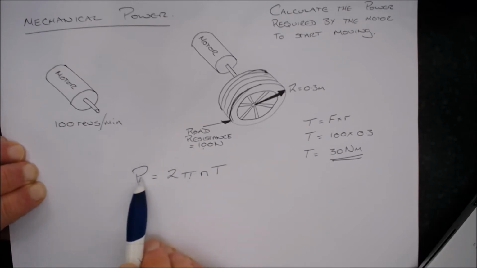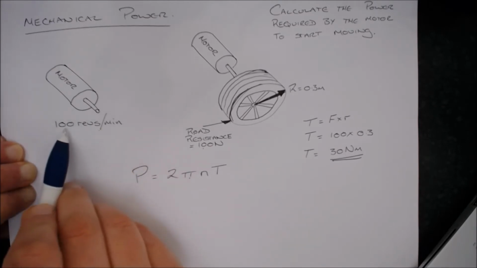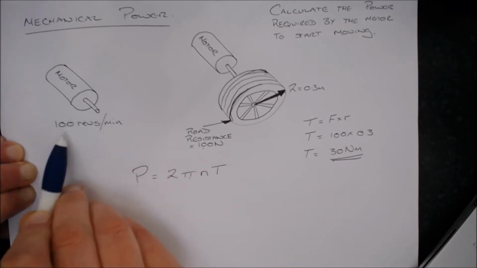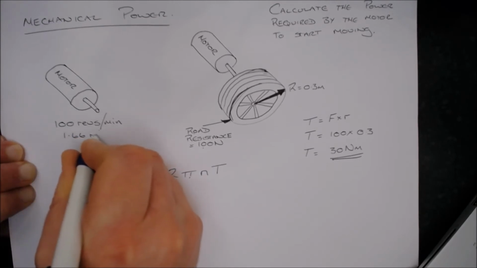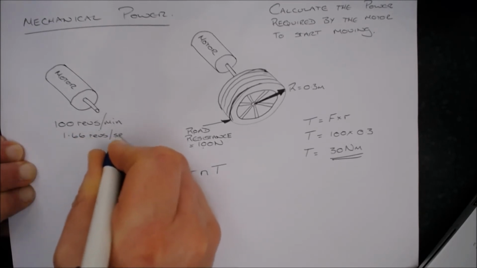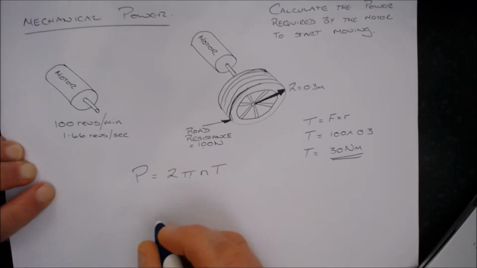That's because the unit of power, which is watts, can also be expressed as joules per second. So the fact that that's in joules per second, which is watts, means that the number of turns also needs to be in seconds as well. So up here, 100 revs per minute, divide that by 60, that will give me an answer of 1.66 revs per second. I can then go on and calculate the mechanical power.